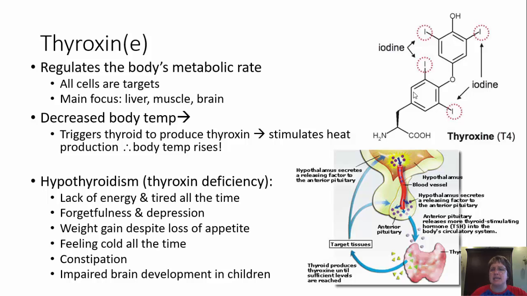Now, thyroxine is very unique in that, here's the molecular structure over here, it has places for iodine to bind in 4 places. And that is very unique for hormones in our body. So what happens with thyroxine is that if your body temperature decreases, this will trigger your thyroid to produce thyroxine, and this will stimulate heat production, which will then, of course, cause your body temperature to rise.